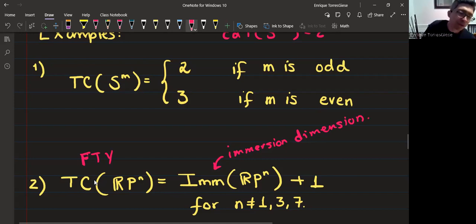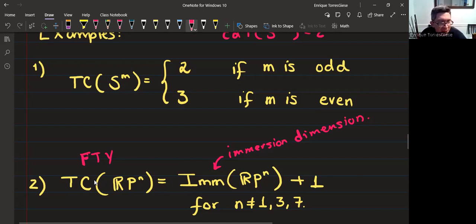So this is a beautiful, beautiful result because it's making a connection between this simple looking homotopy invariant, which is the topological complexity, with a very, very difficult problem in topology. This problem was studied by many, many people in the 1960s, and still some people are actively studying the immersion dimension of some spaces, like the projective space, but it turns out that it's very, very difficult to compute. There are many calculations available, but again, it's an open problem.